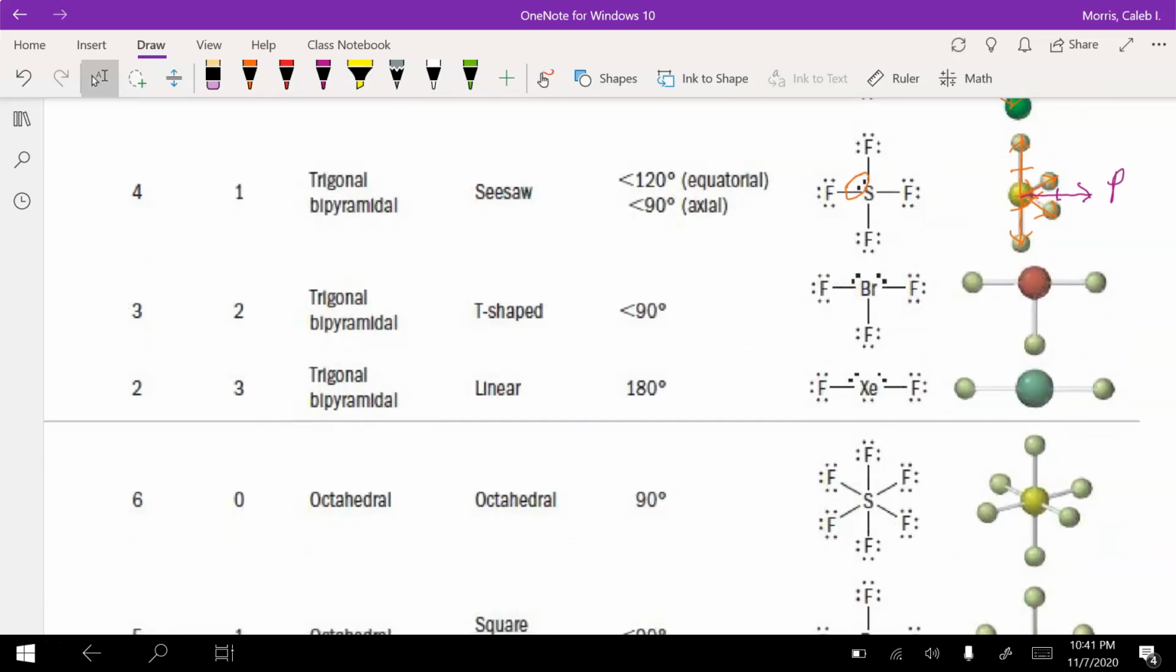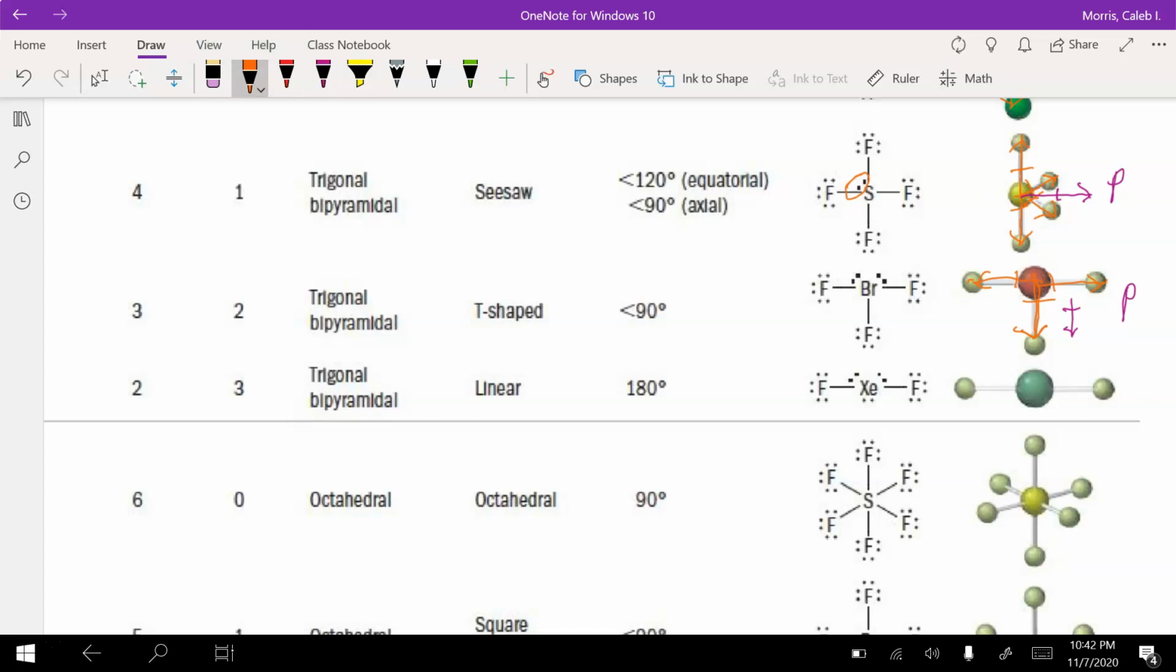Our T shape, very similar. Got a dipole that goes this way, and this way. You can see that these two cancel each other out, but this dipole has nothing to cancel it out. So this one has a net dipole that is still pointing downward. This is a polar molecule.